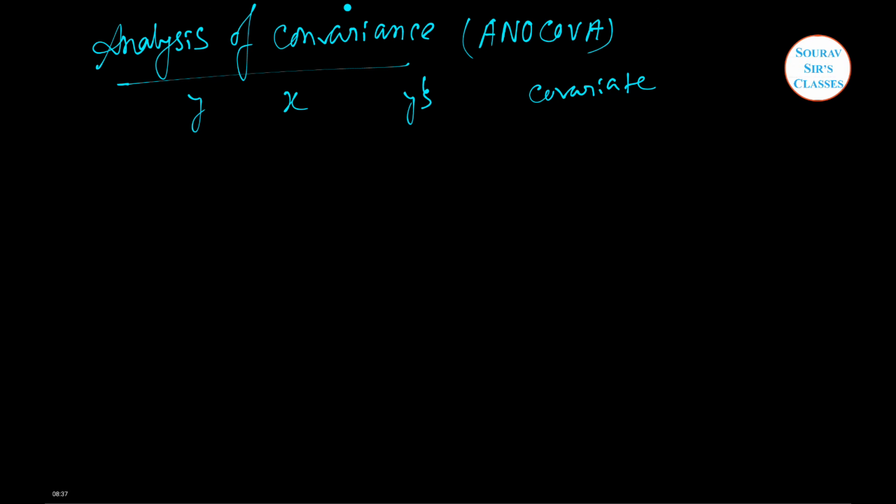In ANOCOVA, we adjust for the variation in response variable y for the linear regression of the independent variable. If this is not done, then the error mean square will be inflated due to the linear effect of x, thus making it difficult to detect the true difference in the response variable. The ANOCOVA procedure is a combination of analysis of variance and the regression analysis.